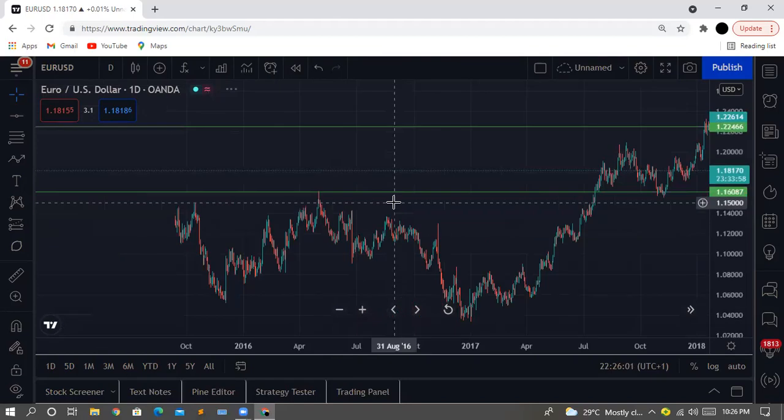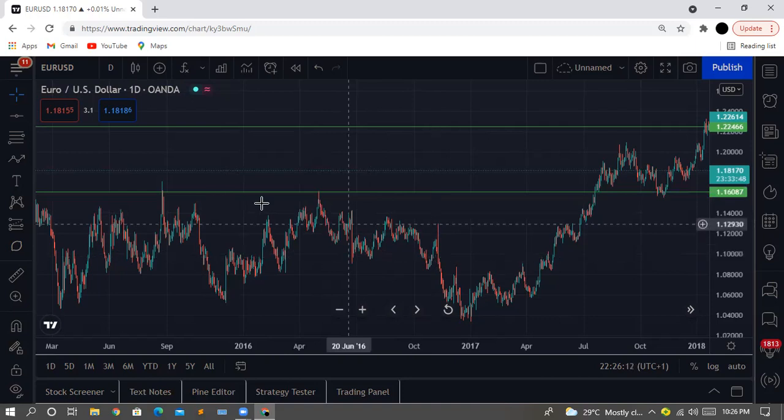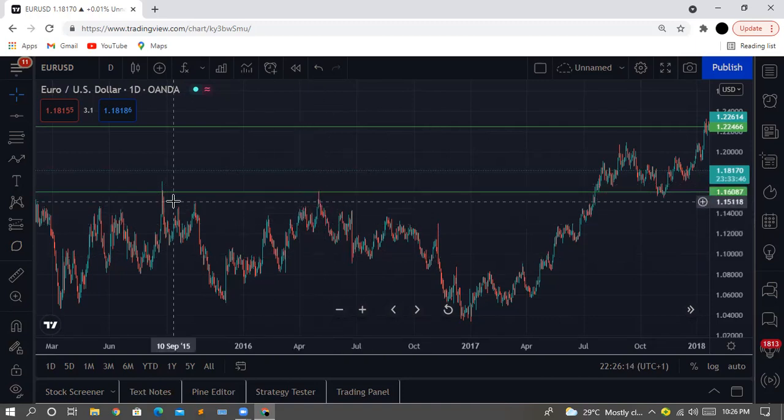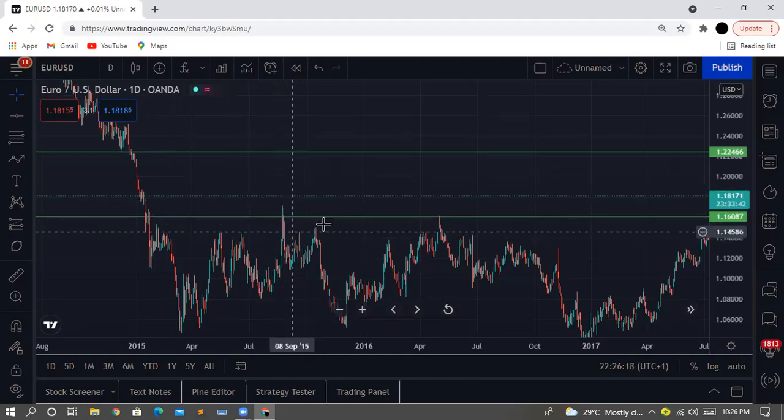You can see this line that we drew as a support. This green line that we drew earlier as a support, look at how it is acting as a resistance here. It's acting like a resistance here. You can see this region too, it's acting like a resistance here.